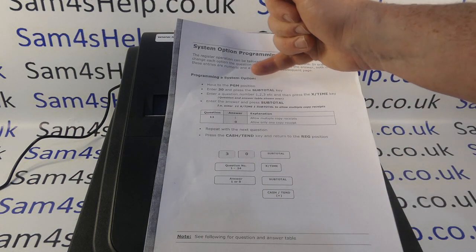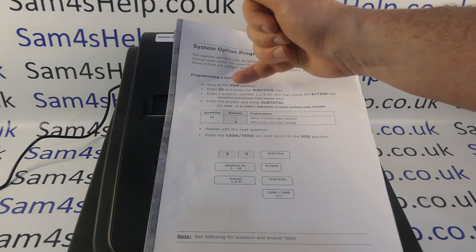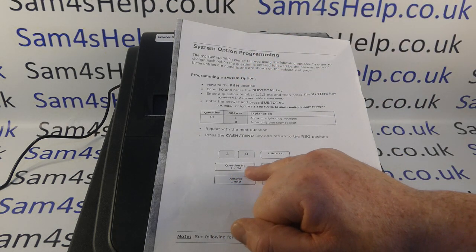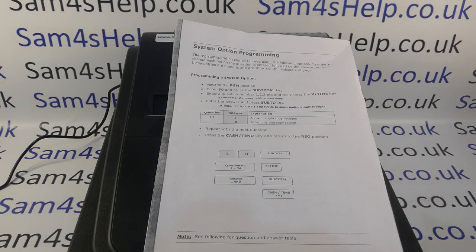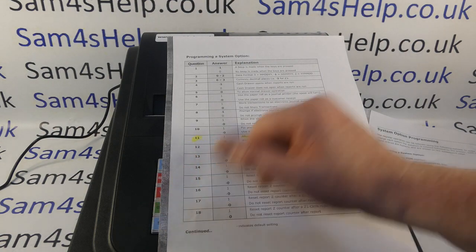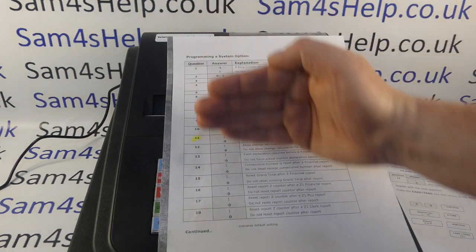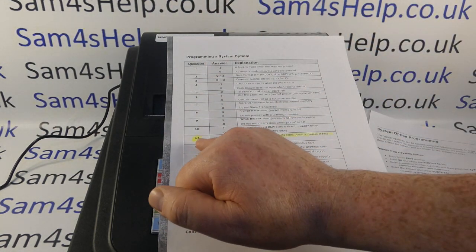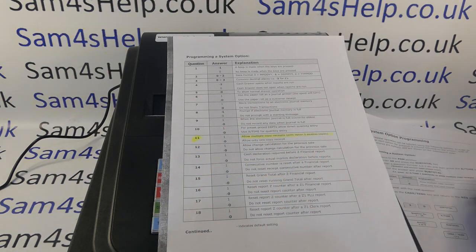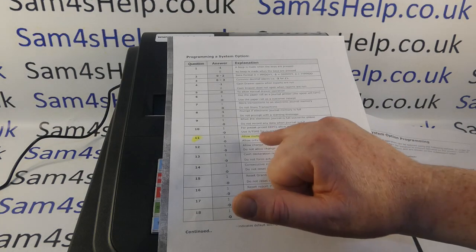So it's system option, so program mode, 30 subtotal. Then you type in the question number, what they call the question number. I'd say it was the line number. And the way you get that information is on the next page. There's all the questions they're asking. So that's number 11, allow multiple copy receipts, or allow one copy receipt.